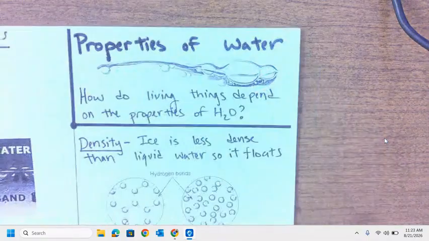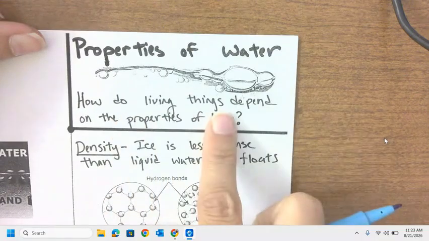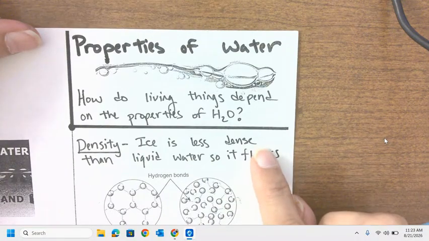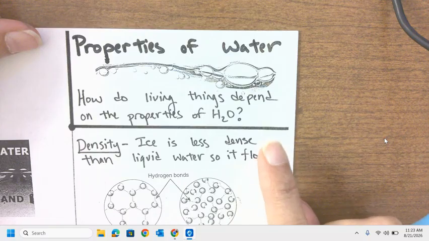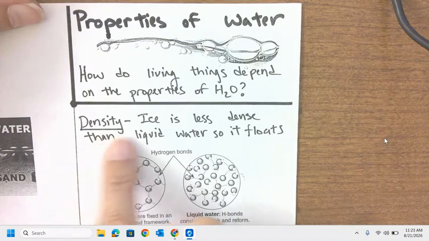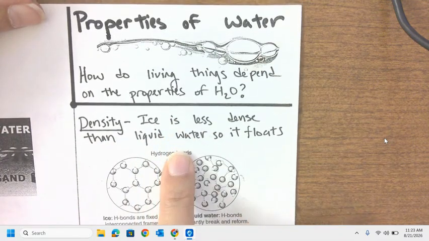All right. So the big question here is, how do living things depend on the properties of water? So not only do you need to know what the property is, you need to know why that property exists and why it's important for life on Earth. So we can start with density. The density of ice is less than the density of liquid water, so it floats. So this is the property.